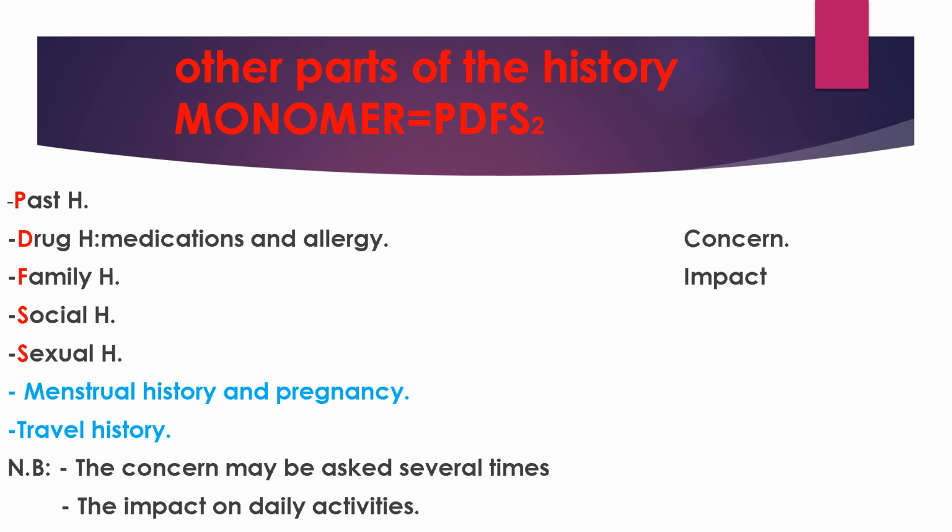Remember also, there are two types of history that you can ask about, but not in every patient: the menstrual history and pregnancy, and the travel history. The concern may be asked several times. It can be asked at the start of the meeting, at the start of the discussion, and can be also asked by the end of the discussion, because as I told you before, the concern is a dynamic process that's changing from time to time, and maybe while you are asking the patient and discussing his condition, he will have a new concern. So also you have to ask about the impact of this disease on daily activities.